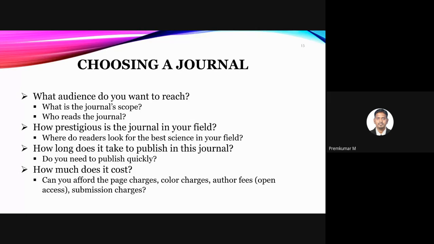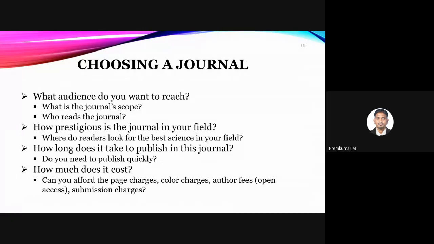And the next question is how much does it cost? Nowadays, most of the journals are going with the open access basis. If they go with open access, then obviously we have to pay the article processing charge. We have to see how much article processing charge the respective journal has. If it is within your budget or affordable by you, you can go with open access journals, or else you simply have to go with subscription based journals.